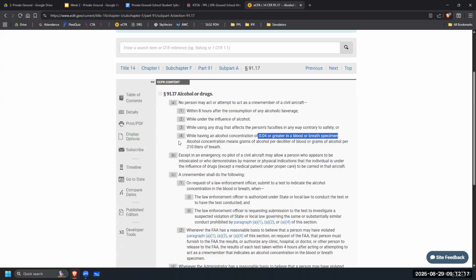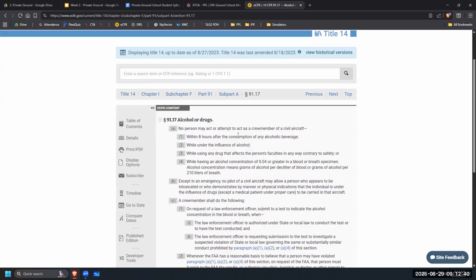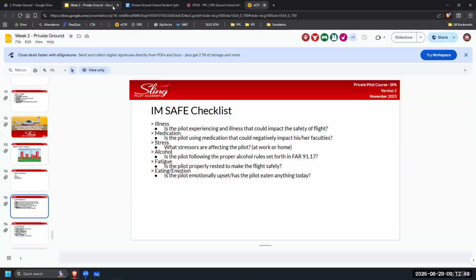For the blood alcohol level, if you get ramp checked by an FAA agent and you take a blood alcohol test and you are 0.04 or greater, you can lose your license. So 0.04 is the number that you have to remember as one of the limitations, and then 8 hours after any consumption of alcohol. 8 hours bottle to throttle is what they say. Okay. I think that's pretty self-explanatory though.